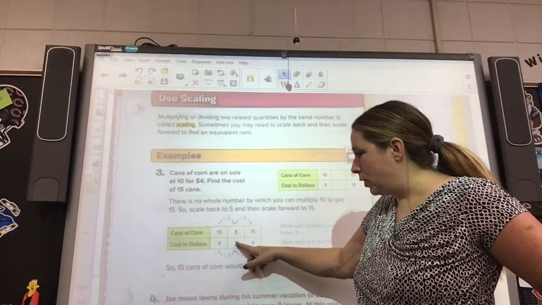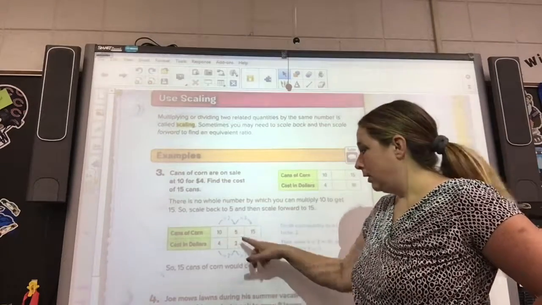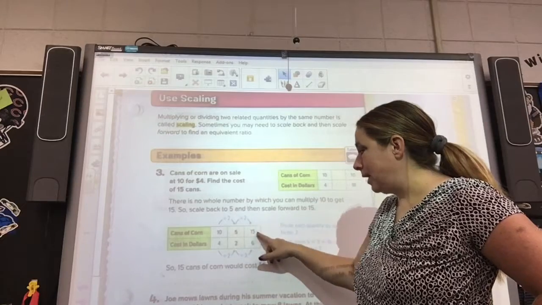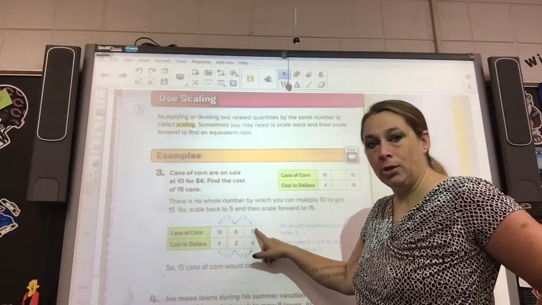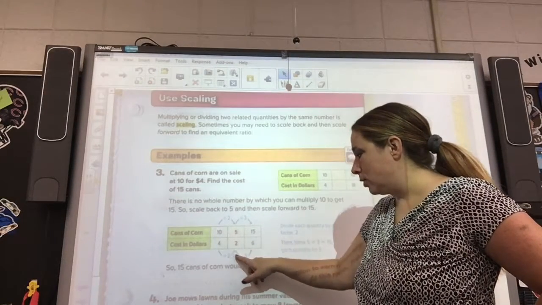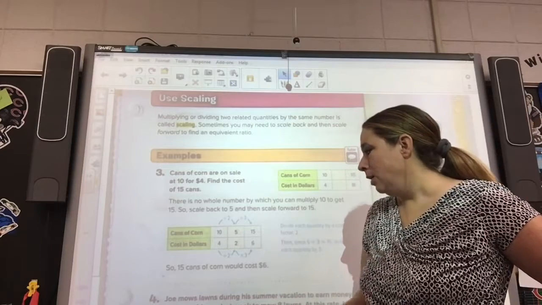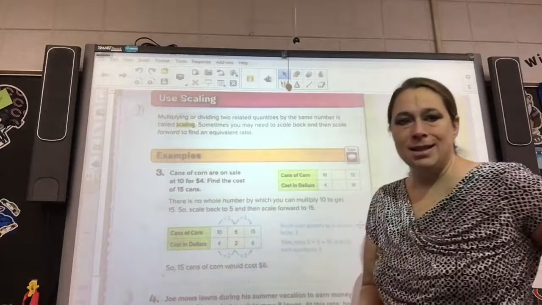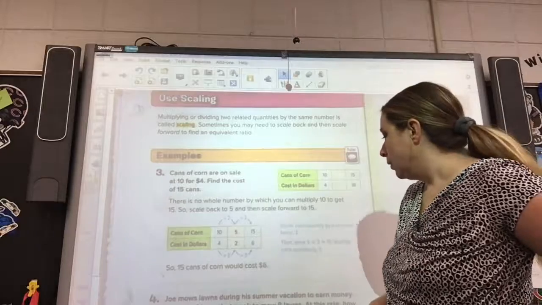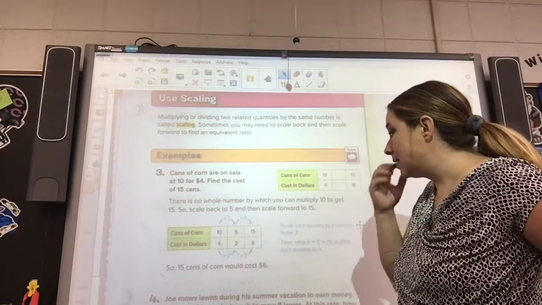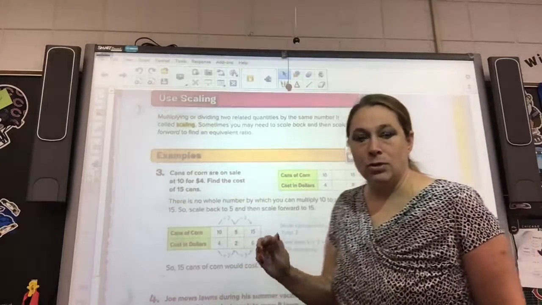4 divided by 2 was 2. And then they said, well, how would I get from 5 to 15? Multiply by 3. What you do on the top, you got to do on the bottom. 2 times 3 is 6. So 15 cans would cost $6. Okay? We're going to be doing some practice at this. This is a really good example to get you started with.